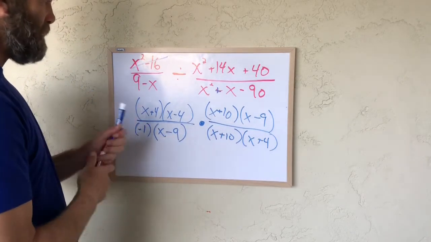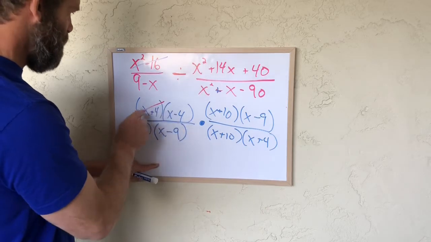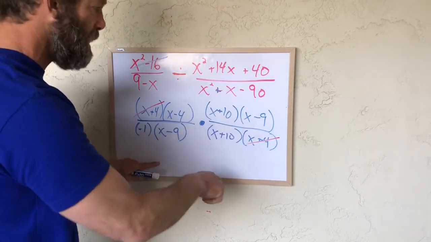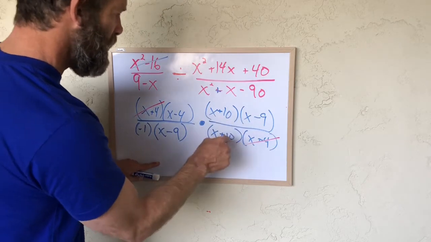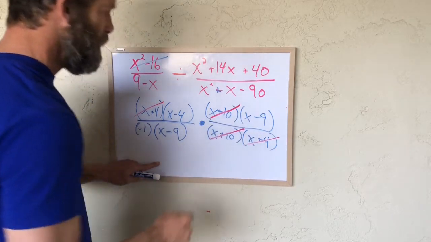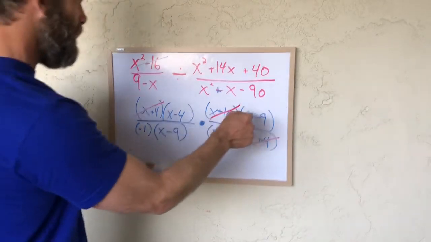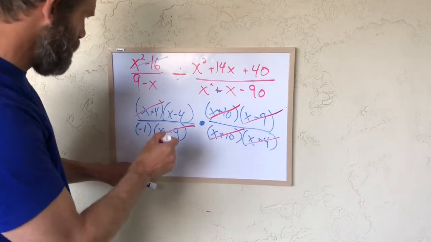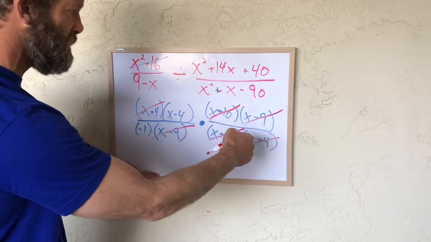All right, now watch. I can cross cancel. I can go x plus 4, x plus 4. I would reduce top and bottom right here. Look, x plus 10, those are gone. X minus 9, those are gone. So my answer is, everything's canceled out here.